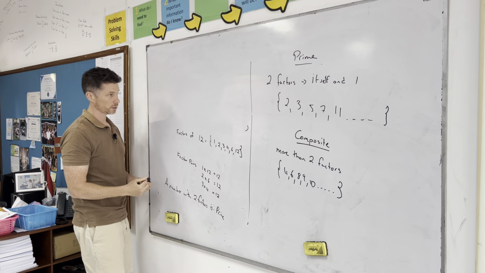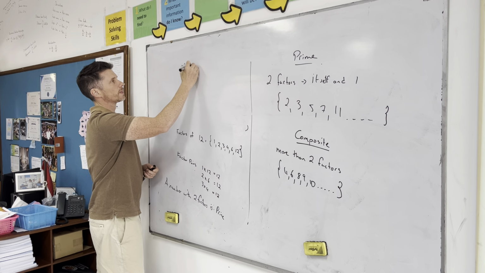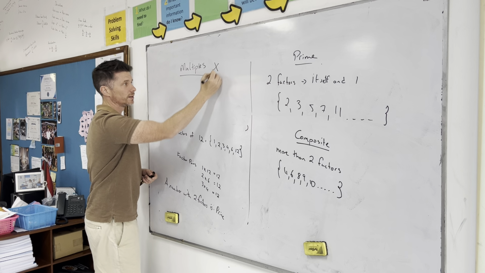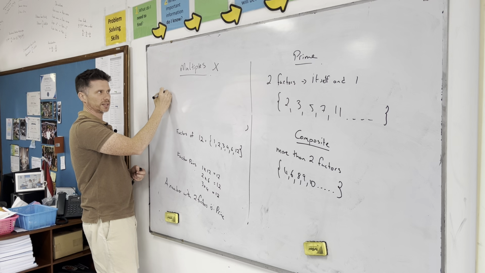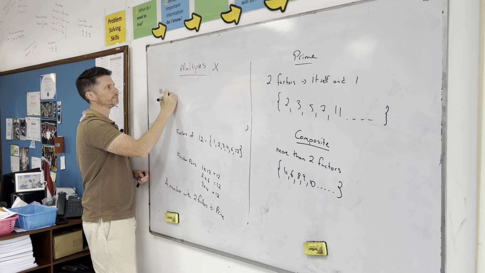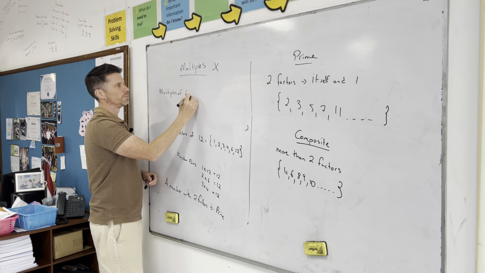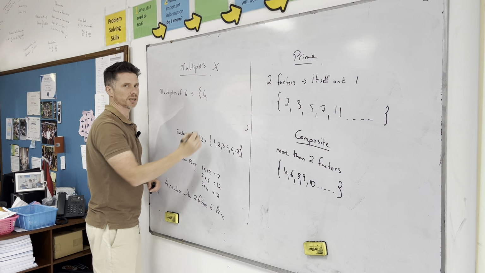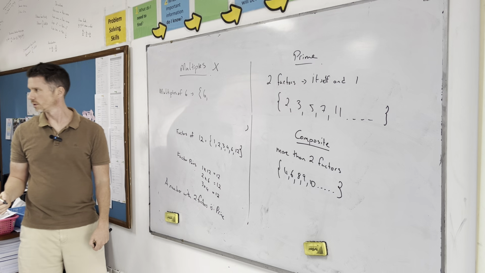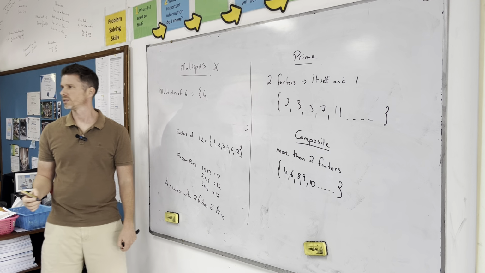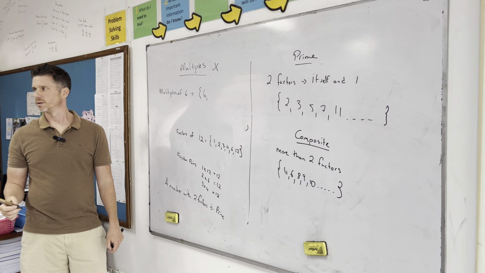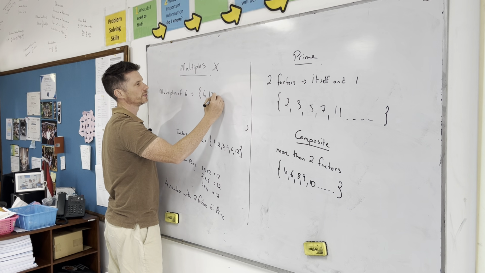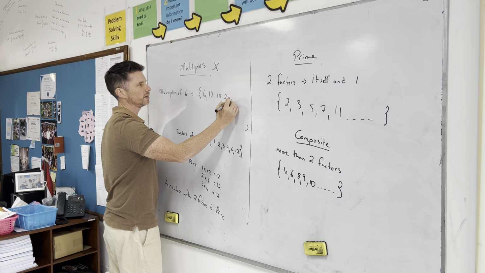Multiples, think multiply. The multiples, I'll start with an example. Multiples of 6. The first one is 6. Does anyone think they can list all of them? Who can list all of them? Darcy, you can list all of them. Go. 6, 12, 18. Okay.